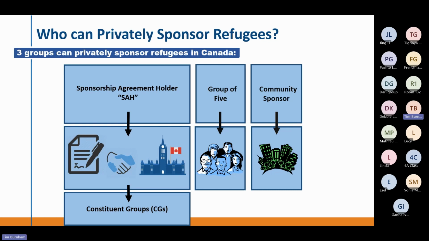Sponsorship agreement holders are an organization that have an agreement with the government of Canada to sponsor refugees. A group of 5 is simply 5 Canadian citizens or permanent residents who come together to sponsor refugees. And community sponsors are any organization or association within Canada.